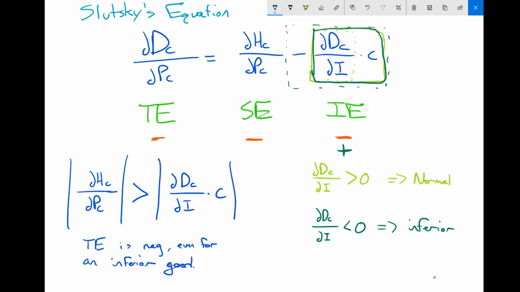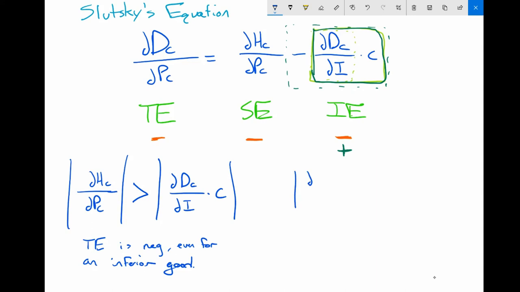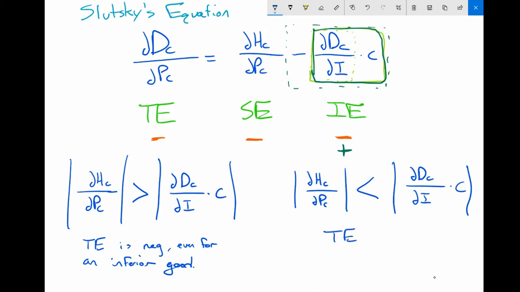Okay. However, if the income effect is larger, so if this is true, then the total effect can be positive, which implies a Giffen good.